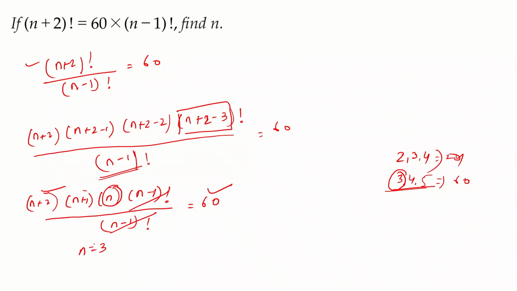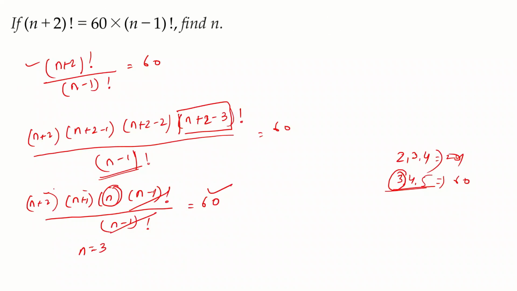Or if you want to compare the largest ones, which one is the largest over here? Largest over here is n plus 2 and largest over here is 5. So n plus 2 is equal to 5. So n is again 3. So in any way you're getting n is equal to 3, and that is our answer. We have found out the value of n.